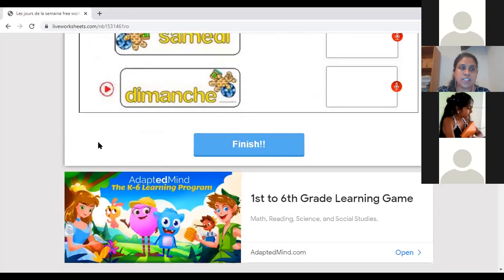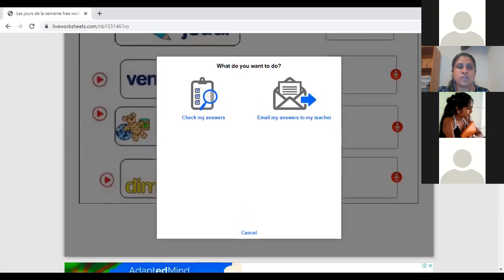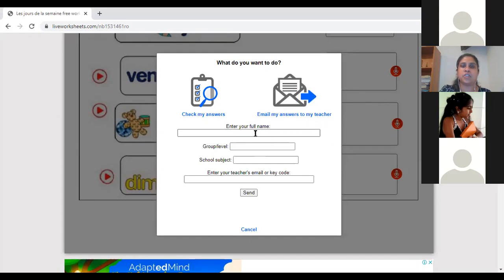And now look at the screen, okay? Look at my screen. Once you complete it, you can have a button called finish. Once you finish it, two options appear: Check my answers and Email my answers to my teacher. Email my answers to my teacher. Write your name in full. And then for the group and level, write down A-level 2023. School subject is French. And I'll send you my email in chats. Type my email there and then send it. Then I can see your answers.